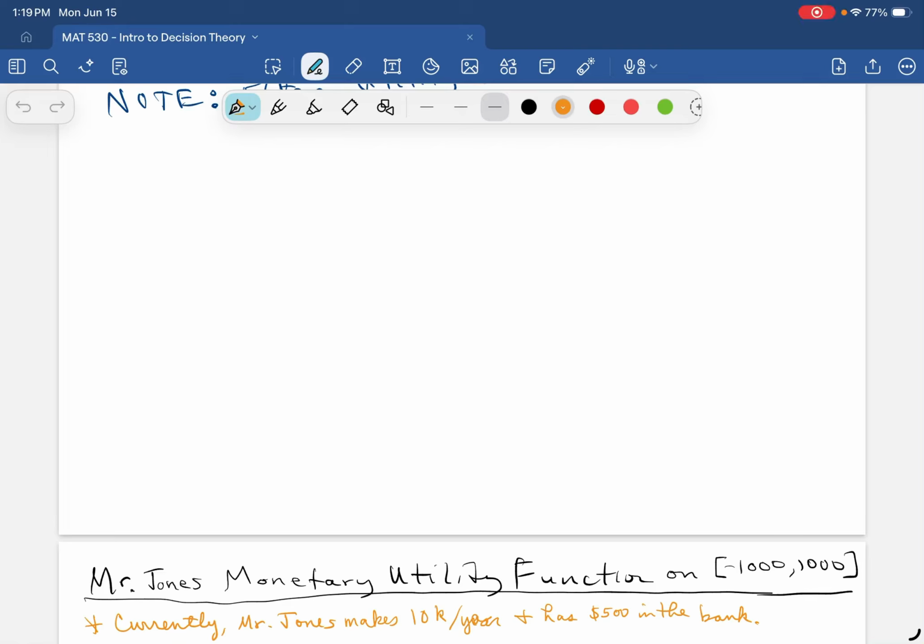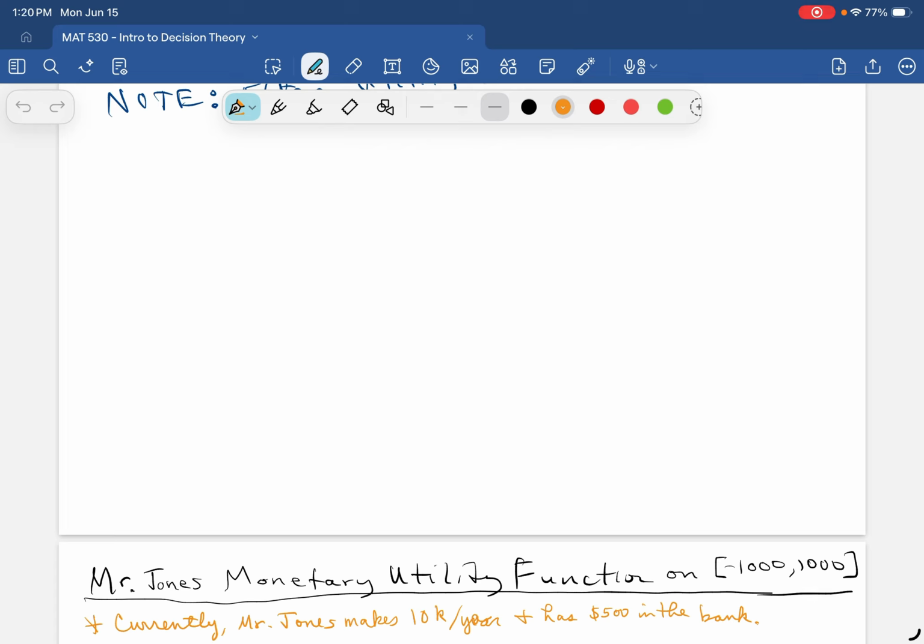In this example, we're going to look at constructing a utility function for Mr. Jones here on the interval from negative 1,000 to 1,000. And so we're going to construct a utility function for additional money. There's two ways we could look at this. We could look at constructing a utility function for a person in terms of their total fortune, their total wealth, or we can look at it in terms of constructing a utility function for additional money that they may earn.